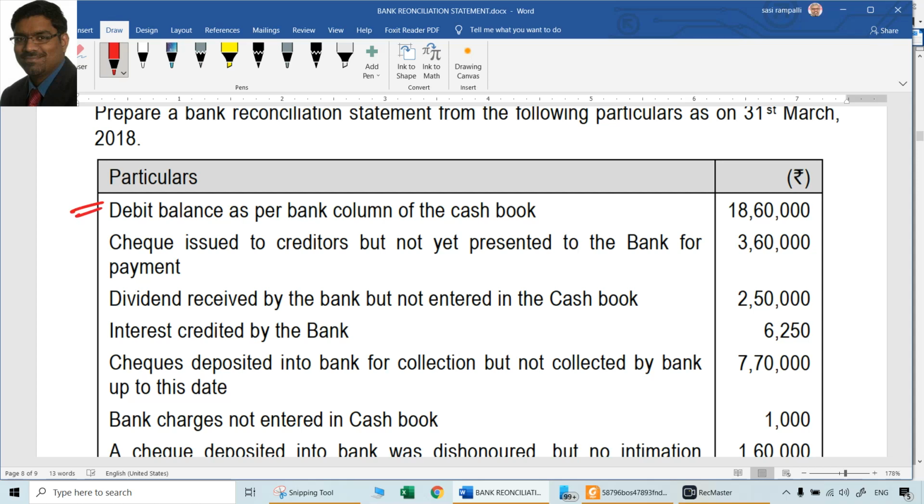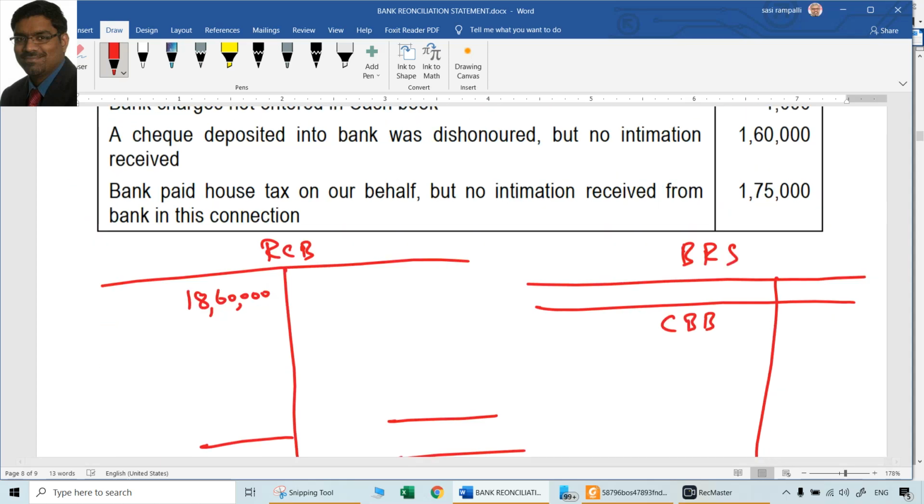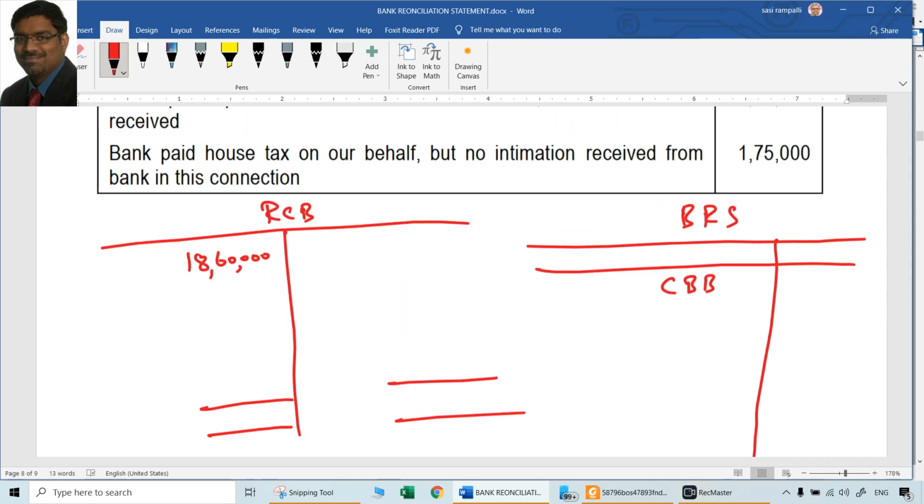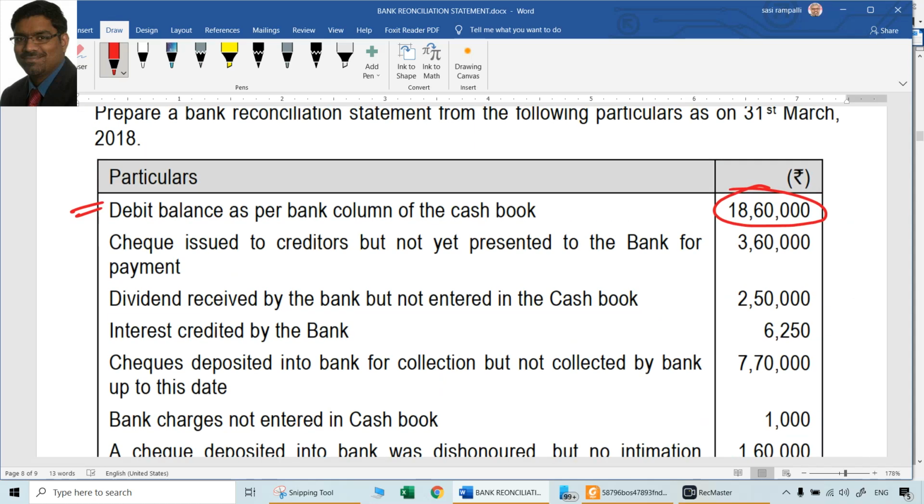Debit balance of cash book as per the bank column is 18,60,000. Debit balance 18,60,000. We already took that. Then next point, checks issued to creditors but not yet presented to the bank for payment, 3,60,000. So what happens because of this? We issued checks means we would have already credited our cash book. Withdrawal. In our cash book it is recorded. Bank did not record that.